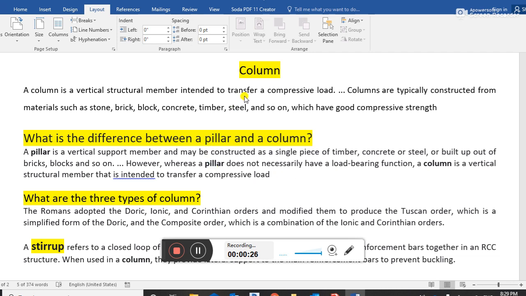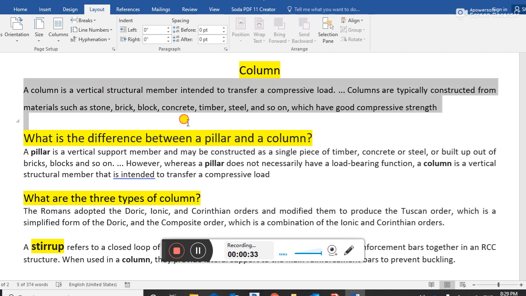Guys, in this session I'm going to talk about column. What is column? Column is a vertical structural member to transfer a compressive load. Columns are typically constructed from materials such as stone, brick, block, concrete, timber, steel, and so on, which have good compressive strength.